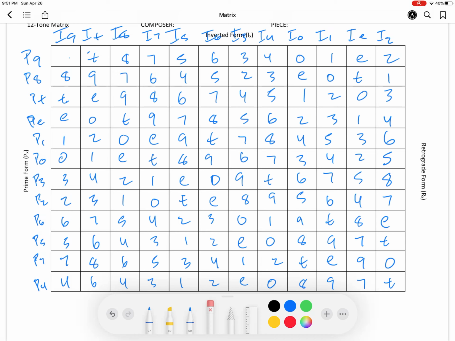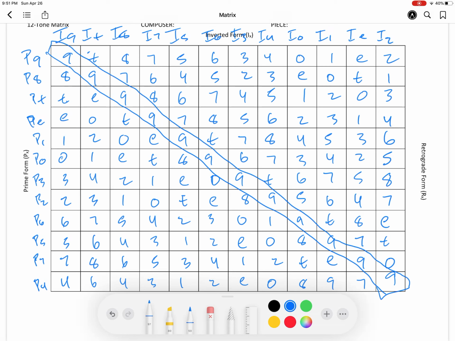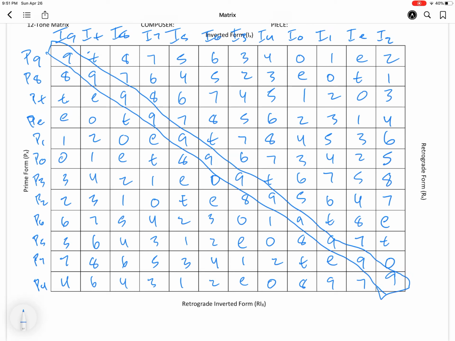Now, here's how you know you're right. If you look diagonally down the middle, you should have all the same number. And here, for some reason, on my P4, I do not. I'm not sure what happened there. P4. Yeah, I made a mistake in my addition here. This should be a 9. So you can see sometimes mistakes happen here. And, right, so that should all be the same number going down. It's not always 9, but it should be the same number. And that's how you know you have the right row form here.